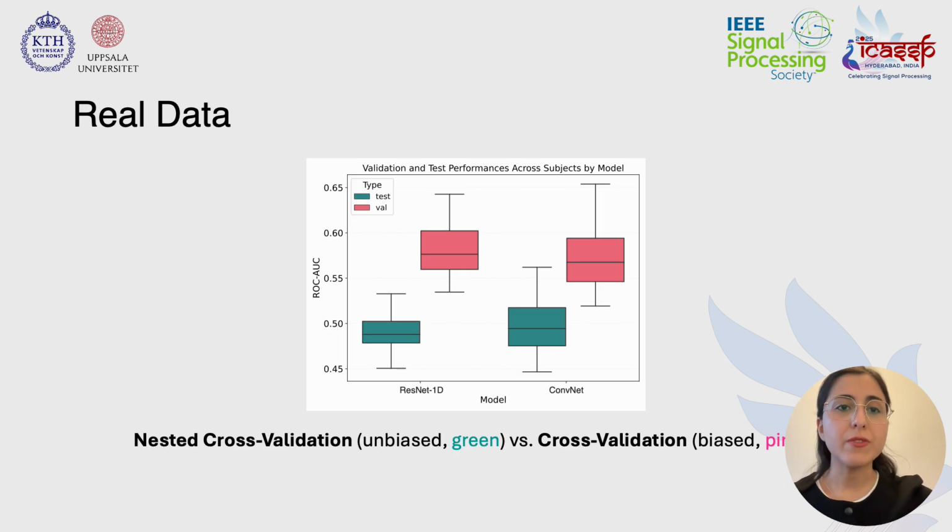But here is the twist. We assigned random labels to the data. If our models were truly learning something, they should perform at chance level. But when we use regular cross-validation, we saw artificially high performance just because of using the same data for early stopping and evaluation.